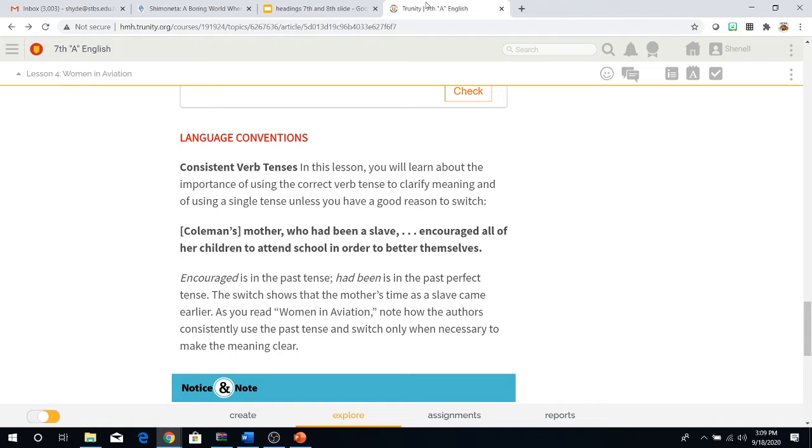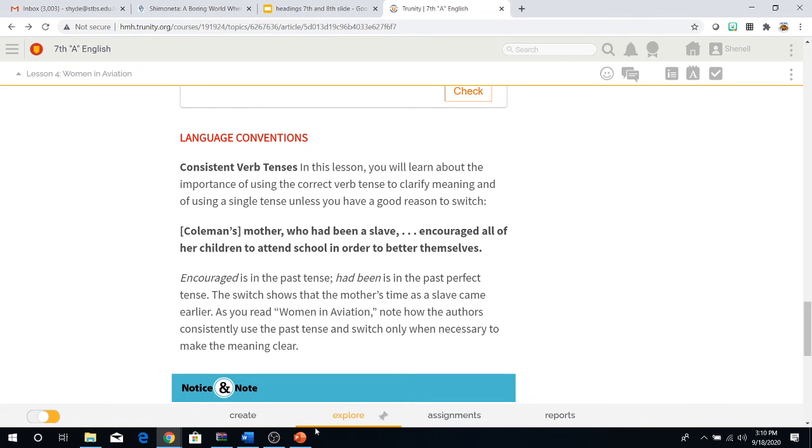Here's an example. Coleman's mother, who had been a slave, encouraged all of her children to attend school in order to better themselves. Encouraged, as you can clearly see, is in the past tense. Had been is in the past perfect tense. The switch shows that the mother's time as a slave came earlier. So as you continue to read Women in Aviation, you'll notice how the authors consistently use the past tense and switch only when necessary to make the meaning clearer.